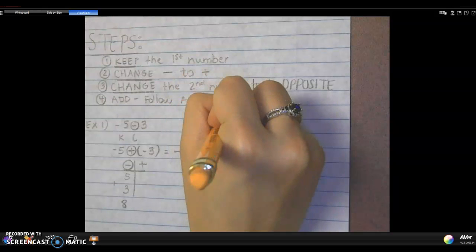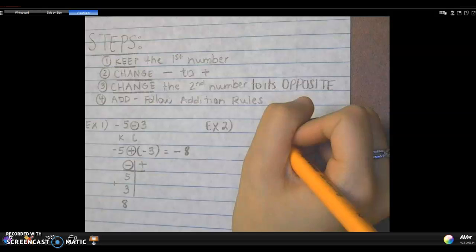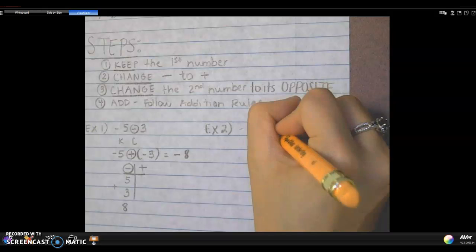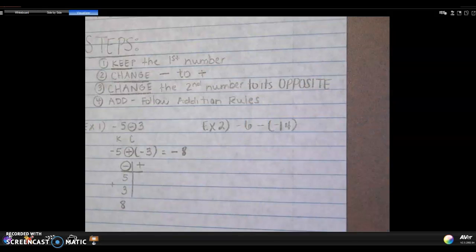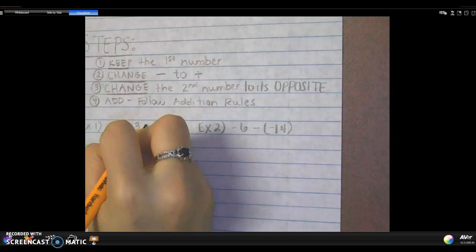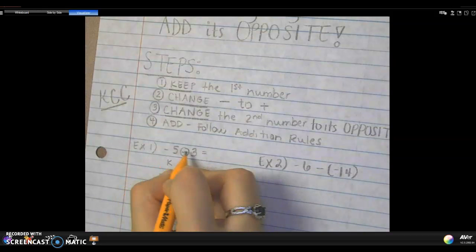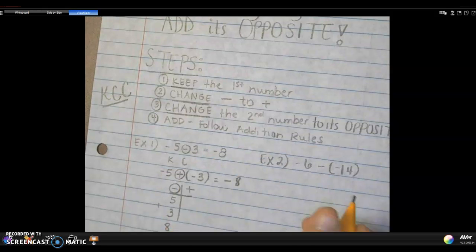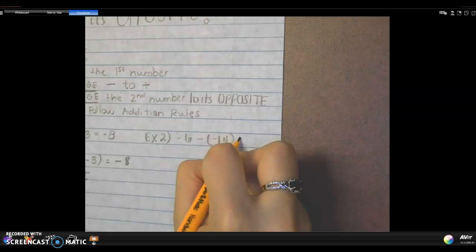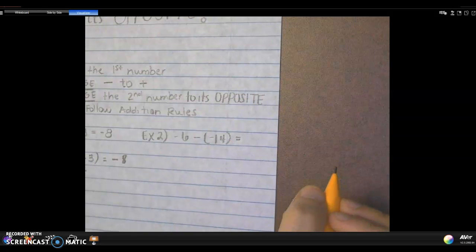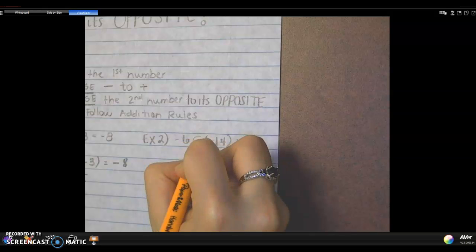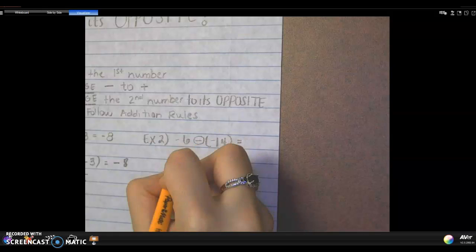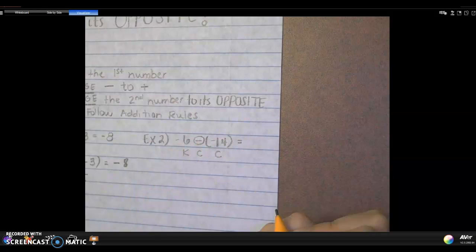Let's try another example. We're going to do negative 6 minus negative 14. So first thing, I'm going to go back. Negative 5 minus 3 is the same thing as negative 8. So back to our second example. Always look in the center. What operation do you have? So that way you know what strategy to use. And this tells me we're going to use K, C, C.